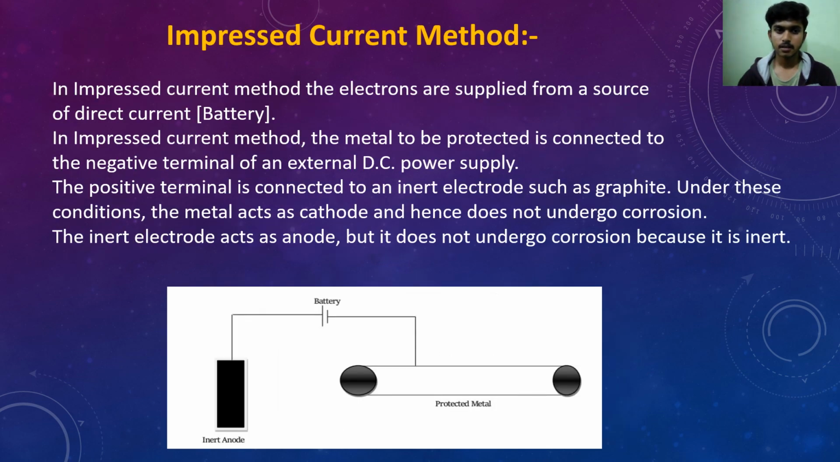Impressed current method. In the impressed current method, the electrons are supplied from a source of direct current. The metal to be protected is connected to the negative terminal of an external DC power supply. The positive terminal is connected to an inert electrode such as graphite. Under this condition, the metal acts as a cathode and hence does not undergo corrosion. The inert electrode acts as an anode, but it does not undergo corrosion because it is inert.